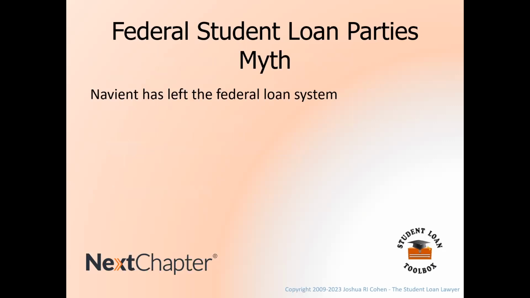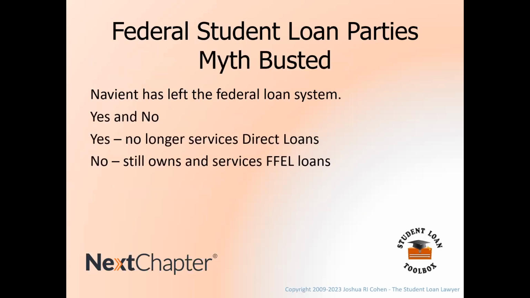Just a quick myth for you. Navient has left the federal loan system. True or false? False. Navient no longer services direct loans, but they do own and service FFEL loans tied to Sallie Mae normally. Navient is an offshoot of Sallie Mae. So many Sallie Mae loans were transferred to Navient, or Sallie Mae may still own it, but Navient is the servicer. So don't assume when you see Navient, oh, it's a private loan. That's incorrect. It can be an FFEL.